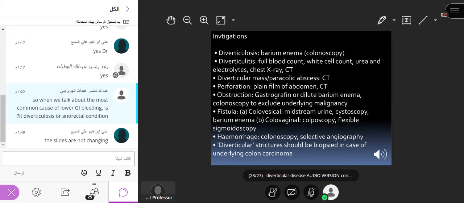So you have midstream urine and cystoscopy for colovesical fistula, and colposcopy for colovaginal fistula. If you see a hemorrhage, then you do colonoscopy. Where it is, you will do a therapeutic procedure through colonoscopy, or if it is difficult, then you do selective angiography and embolization through an interventional radiologist. Or there can be stricture formation. If there is a stricture in the diverticulum, it is better to do a biopsy, because it may lead to cancer. Diverticular strictures should be biopsied, as colonic cancer may be concomitantly present.